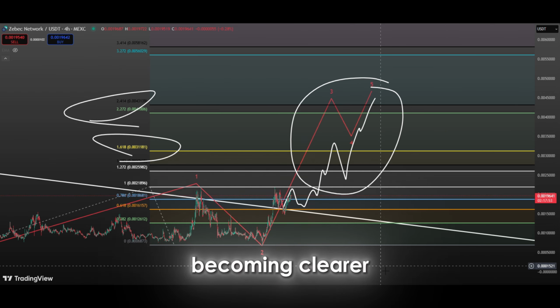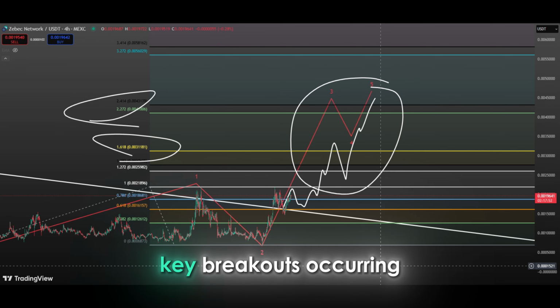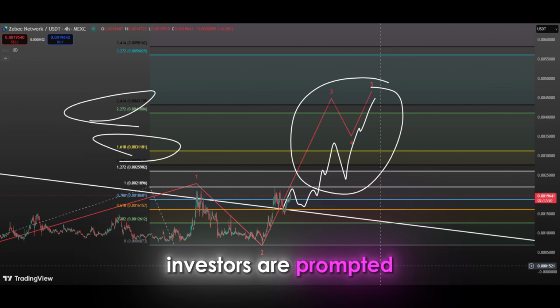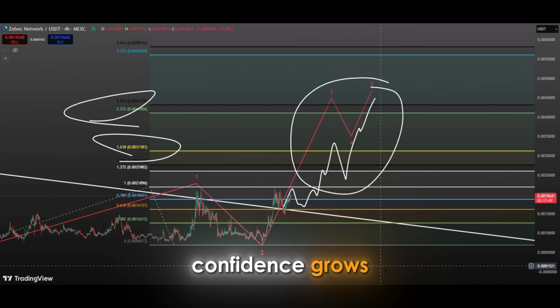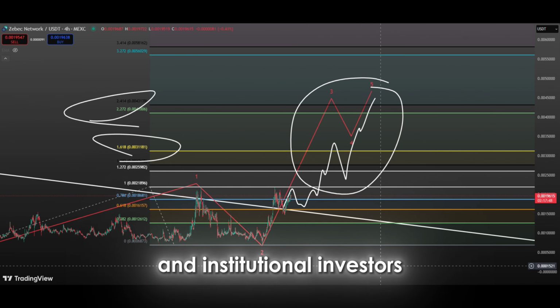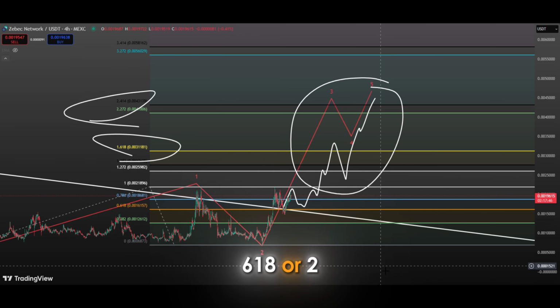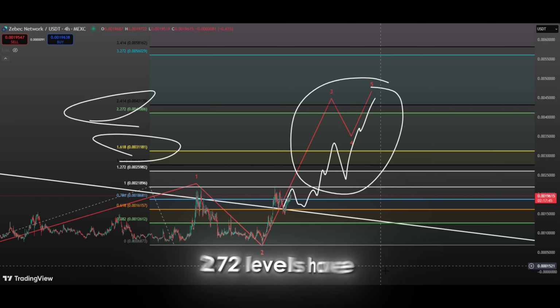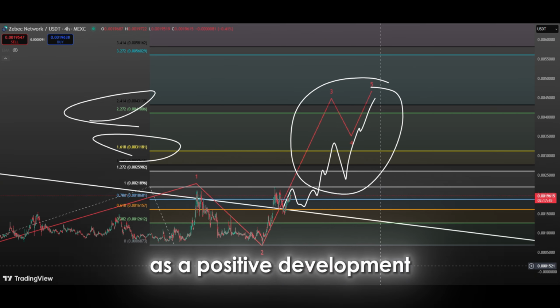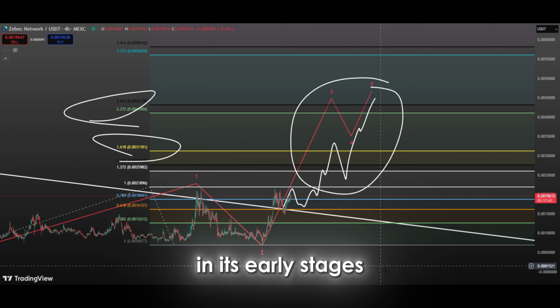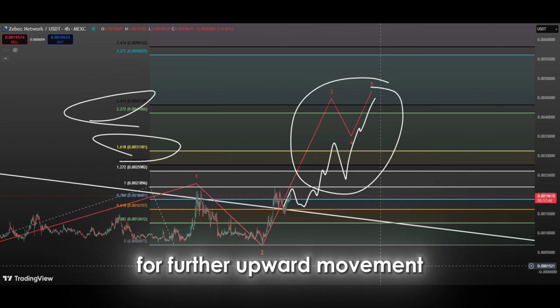With the trend becoming clearer, key breakouts occurring, and technical indicators generating buy signals, investors are prompted to take bolder positions. Confidence grows among both retail and institutional investors. Therefore, the fact that the 1,618 or 2,272 levels have not yet been reached can be viewed as a positive development. It implies that the rally may still be in its early stages, leaving ample room for further upward movement.